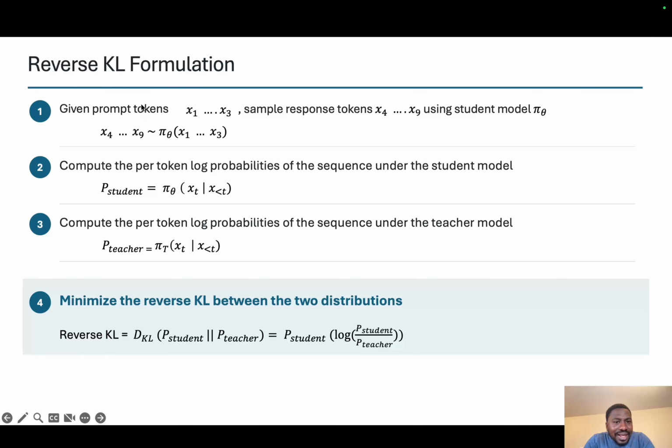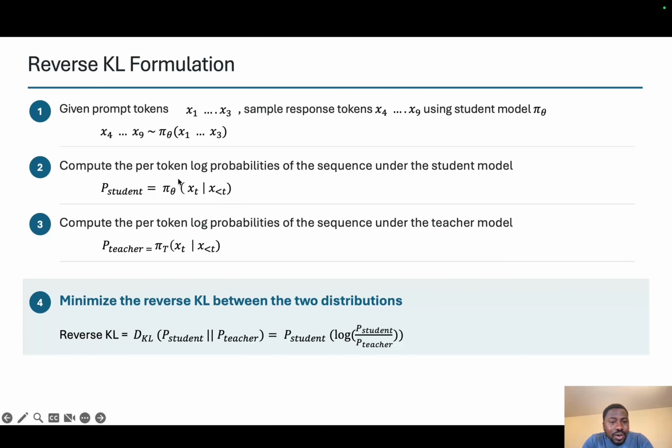The reverse KL formulation is what we use here. We measure the reverse KL divergence between the student and the teacher, where the student is the model we are training and the teacher is maybe a larger model that we want to use to supervise the student, or it could be the student itself with some extra signal. So let's say we have a number of prompts x1 to x3, and you sample responses x4 to x9 using the student model pi theta. That gives you a full trajectory, x1 to x9.